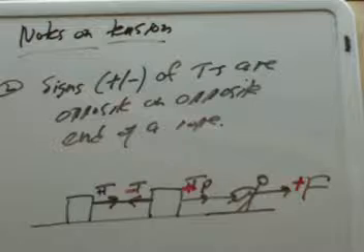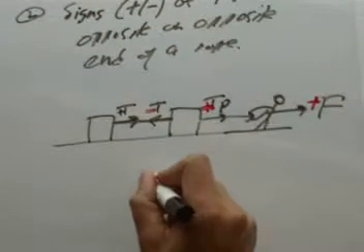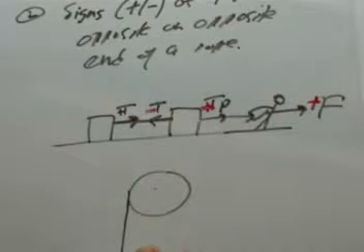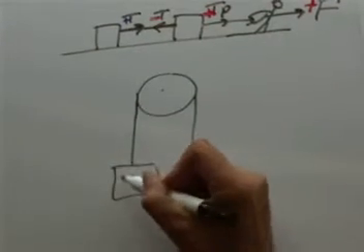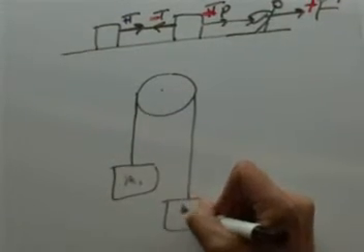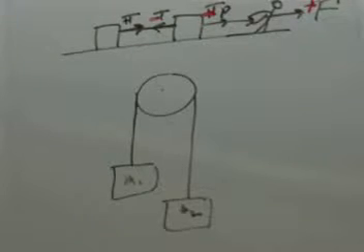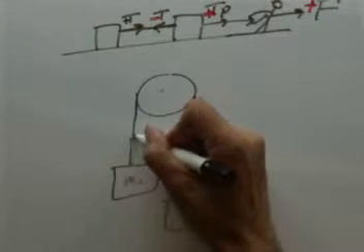That's just the way that's going to work out. Let me show you another example of the Atwood machine. That's a classic one where it's really easy to goof up the signs. So here's a mass here, and here's a mass here. Here's an M1, and here's an M2. We can go ahead and draw the tensions on it like that.